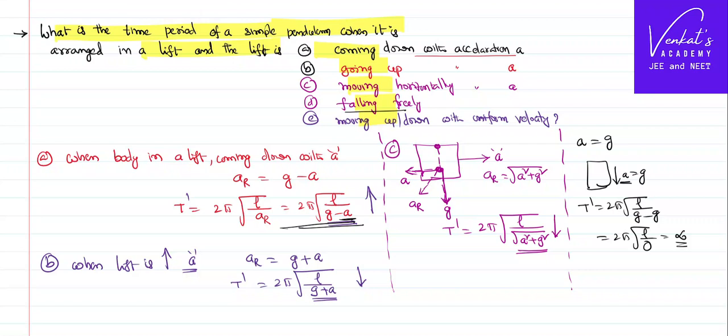That's case D. And finally, we have one more case, case E, when moving with a uniform velocity. When the velocity is uniform, there is no acceleration, so the g value remains the same. The time period also remains the same as a normal simple pendulum, 2 pi into root of L by G, whether it is in a lift or not in a lift. So when you are moving with a uniform velocity, it doesn't make a difference whether you are moving up or down. In both cases, the time period remains the same.